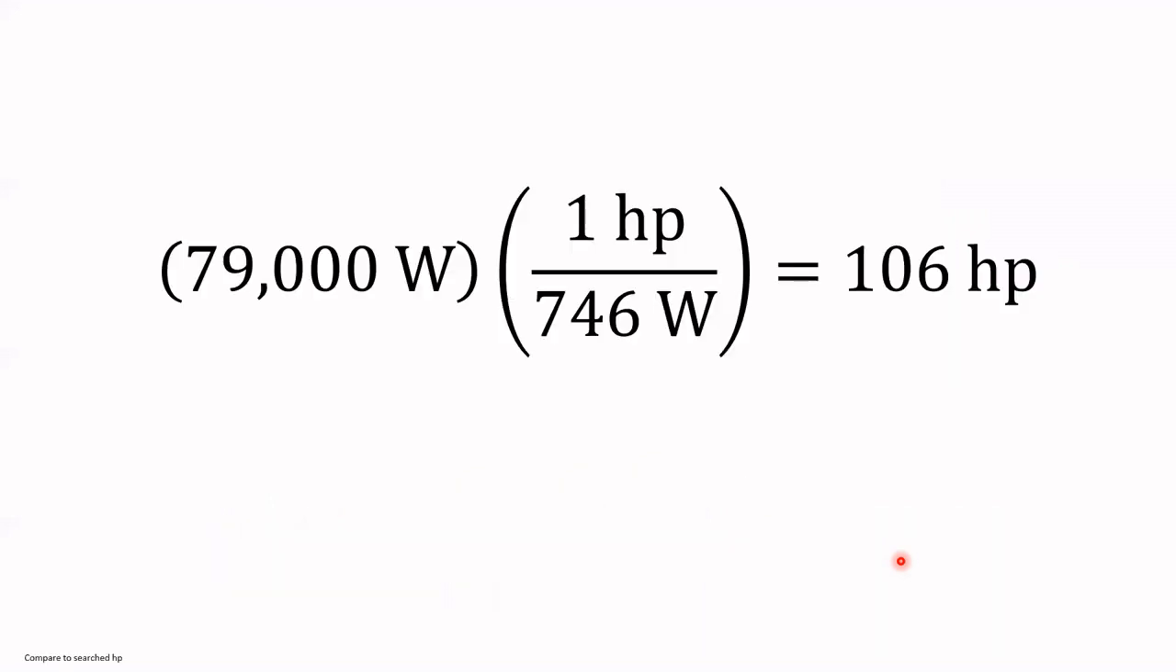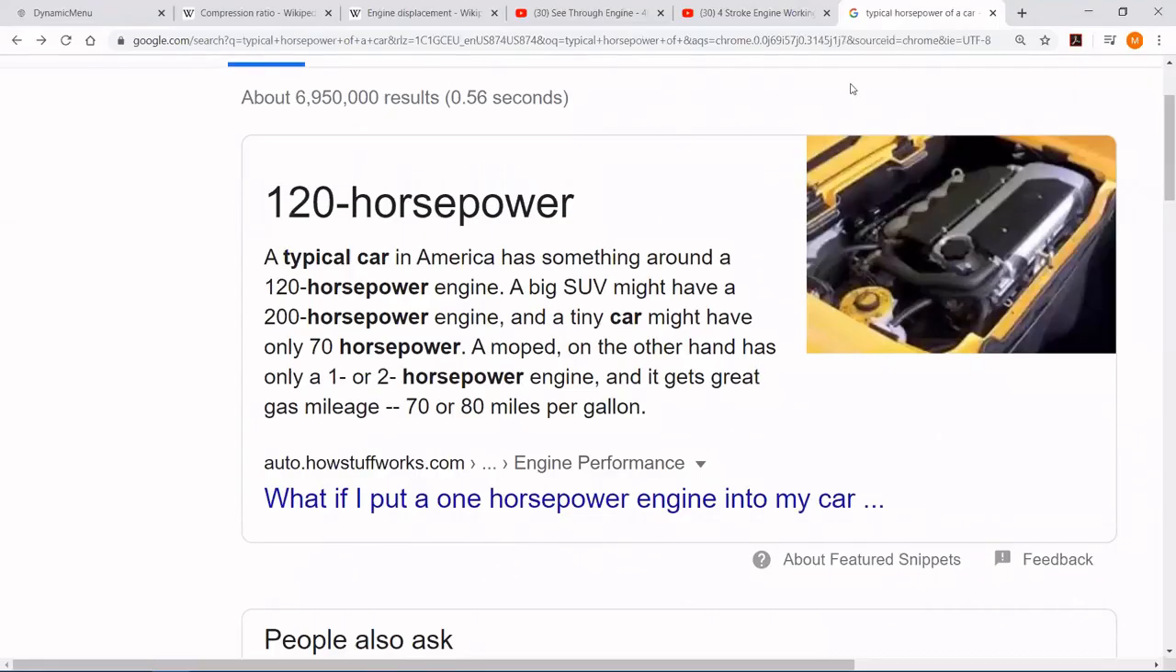And then lastly, we'll convert it into an imperial unit, which is more familiar. 1 horsepower is the same as this many watts, 106 horsepower. I don't really need 3 digits, right? Let's just call it 100 horsepower. Is that a typical value?